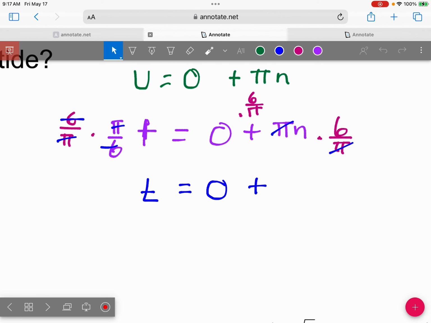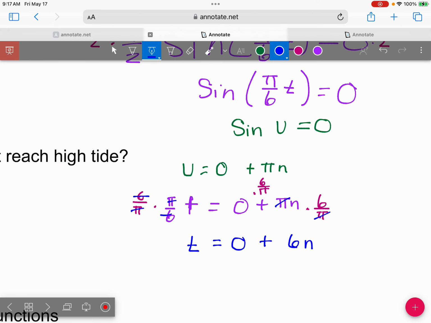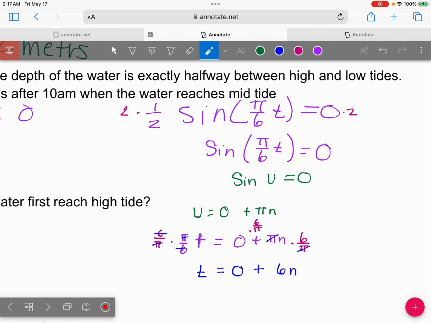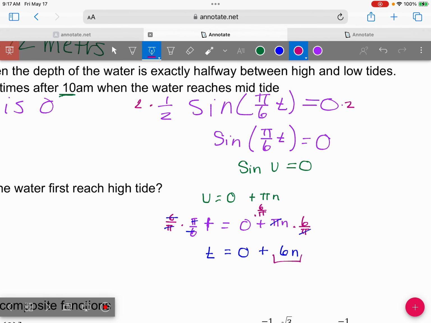So in here, we're simplifying this. Our t equals 0 plus 6n, because my pi's canceled out. So what this means is that this tide cycle repeats every 6n. It'll be at mid-tide. So if my first mid-tide is at 10 a.m., what is my next one? What is 6 after 10?